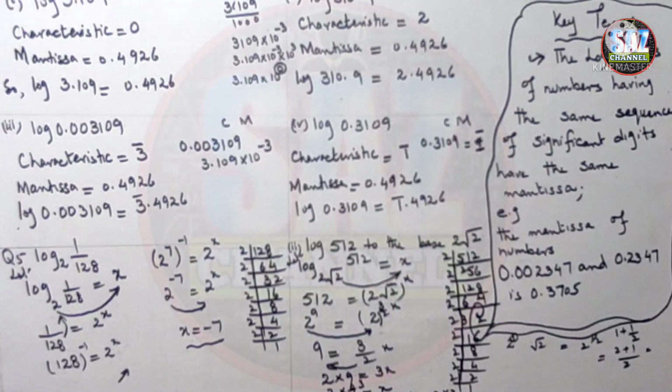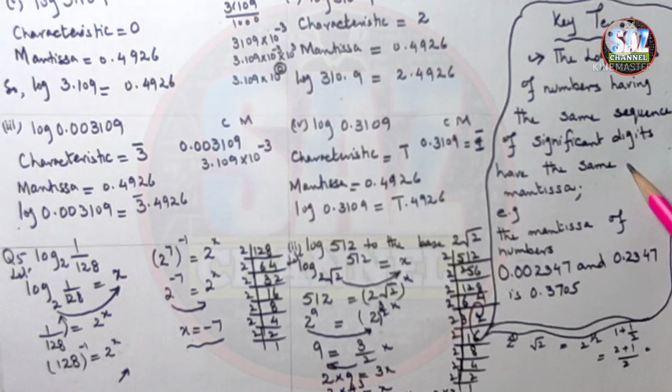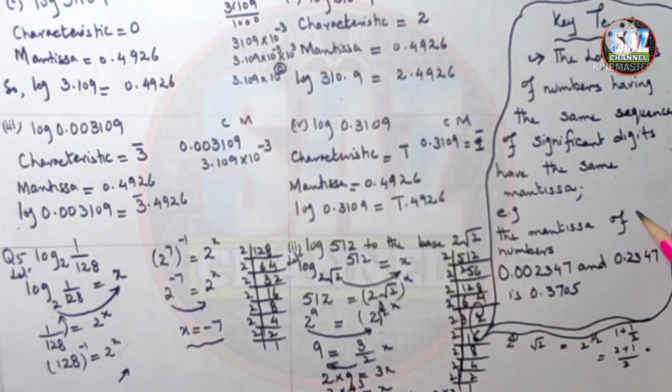I hope, students, the objective of today's class was to teach you how to find the log of numbers when they have the same sequence of significant digits. In that case their characteristic will be different, but the mantissa will remain the same, and how to turn logarithmic equations into exponential equations and find the values of the unknown. I hope you are really clear about today's class.